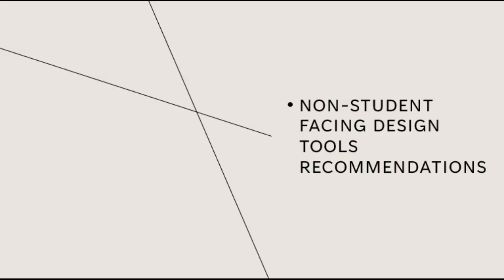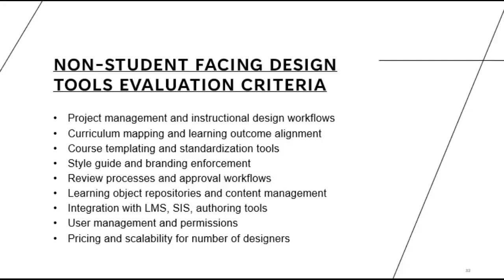So for our non-student facing design tools and recommendations, this is some of the criteria that we would look for. These are the things that the students don't see but that we use behind the scenes in order to help create some of those instructional designs. Really looking at things like core curriculum mapping and learning outcome alignment, style guide and branding enforcement, learning objective repositories, user management and permissions, and also pricing, along with everything else that you see here in terms of criteria.